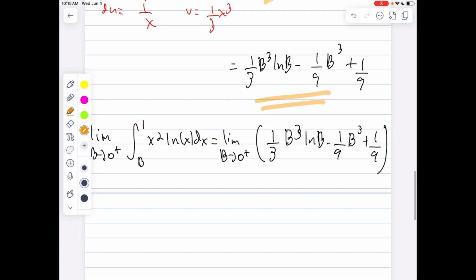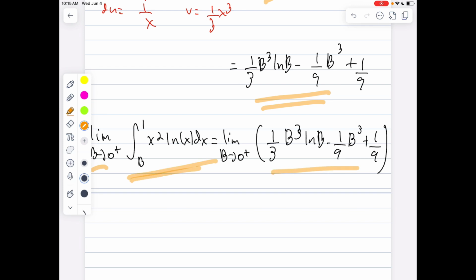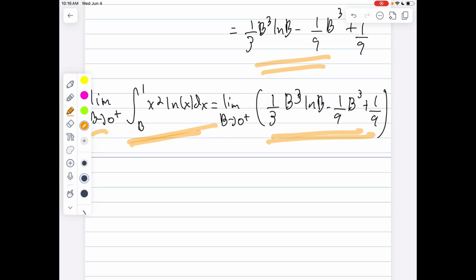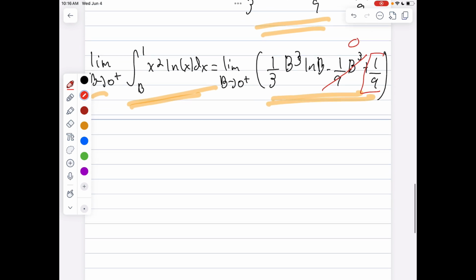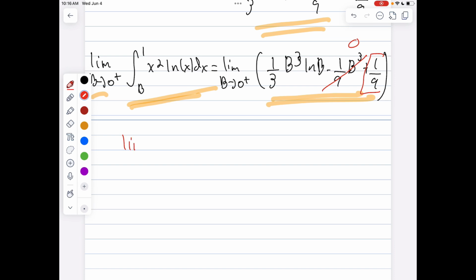What we're really doing at the end of the day is taking the limit of this integral. The integral came out to be 1/3 b cubed ln b minus 1/9 b cubed plus 1/9, and we're going to be taking the limit of that. The issue here comes from the first term. The 1/9 b cubed goes to 0, and the 1/9 stays. The issue is taking the limit as b approaches 0 from the right of 1/3 b cubed ln b.